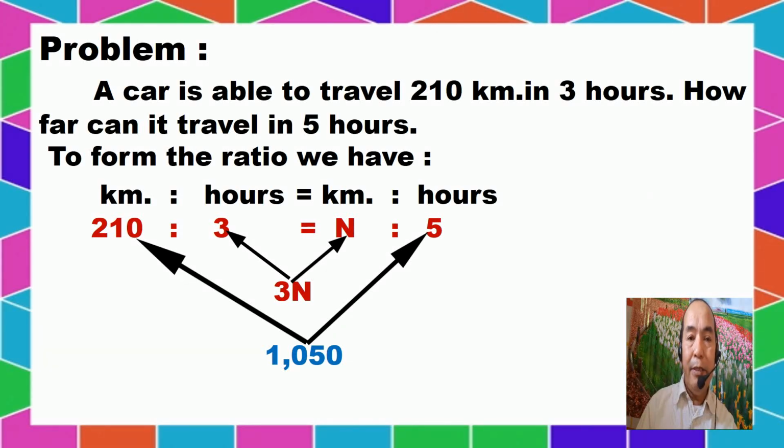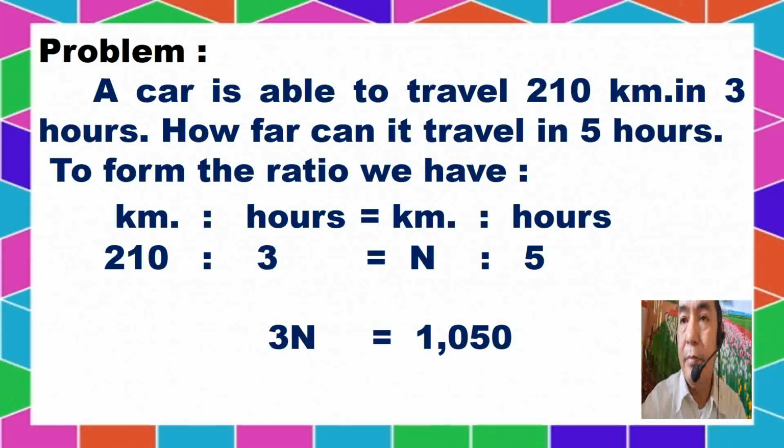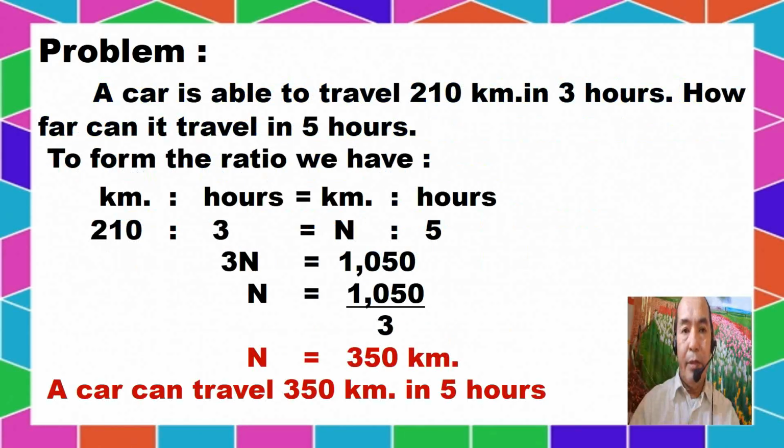Now, to determine the value of n, we will divide 1050 by 3 so that we can determine the value of n. So if we have 210 is to 3 equals n is to 5, multiplying 3 times n will give us 3n, and multiplying 210 by 5 will give us 1050. Okay, so to find the value of n, we will divide 1050 by 3. The result will be 350.